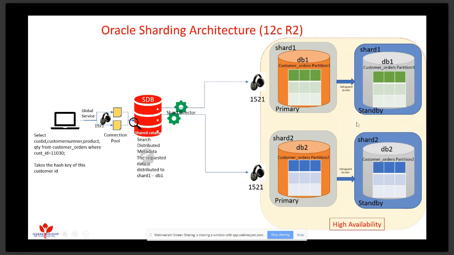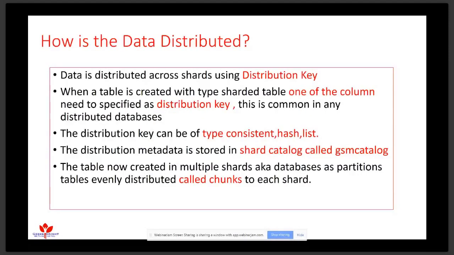Okay, how is the data distributed across the shards? Using the distribution key. For a table of type sharded table, one of the columns needs to be specified as a distribution key. This is common in any other distributed database. The distribution key can be of type consistent hash, and the distribution metadata is stored in the shard catalog. The table is now created in multiple shard databases, with data evenly distributed as chunks to each shard.